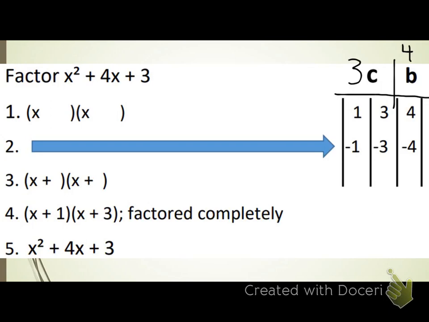That's it. Step 2 also tells me to add these across. What's 1 plus 3? 4. That's where I got this 4 from. What's negative 1 plus negative 3? That's where I got this negative 4 from.